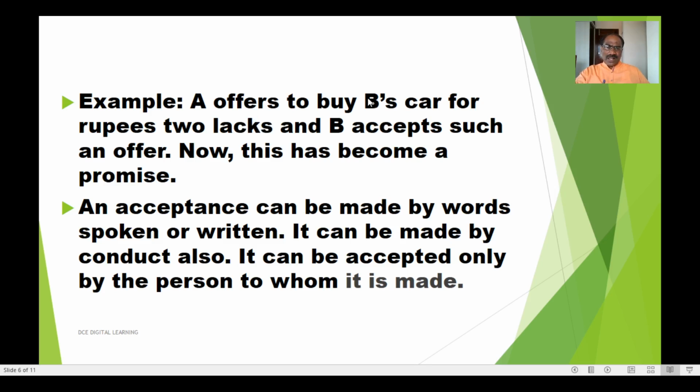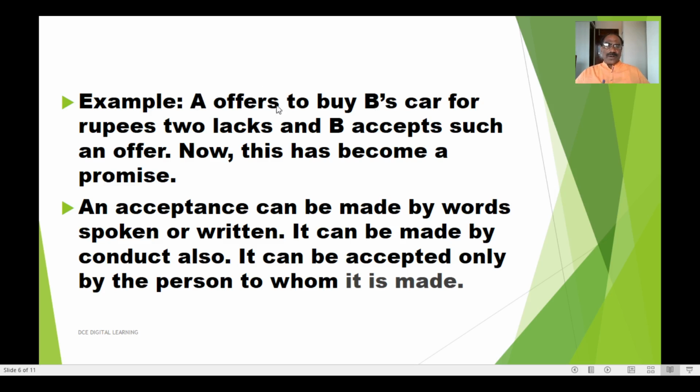So therefore, the parties to the offer: there is an offer and there are two parties here. One is the offerer and the other party, called B, is the offeree. Here there are A and B. A is the offerer and B is the offeree.